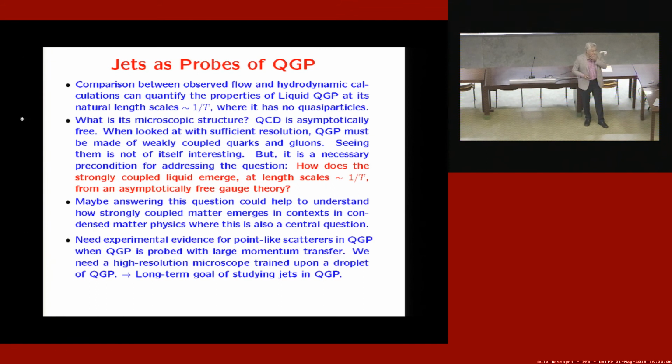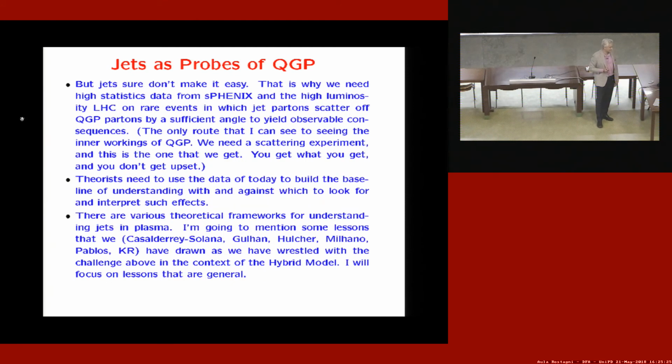We need, skipping to the bottom bullet here, experimental evidence for the presence of point-like scatterers in the soup. So we need a high-resolution microscope trained upon a droplet of QGP. And this is the long-term goal of studying jets. I will get to this at the very end. I'm going to take 10 minutes first to tell you where we are now.